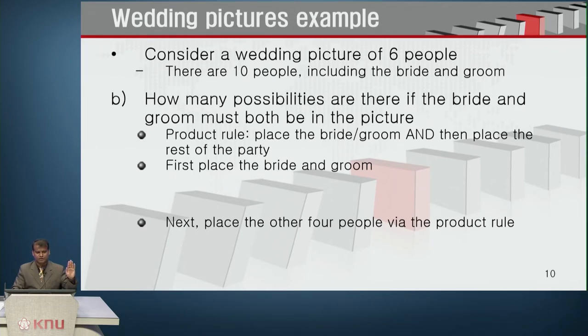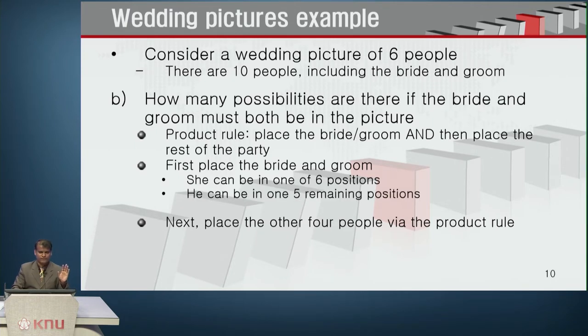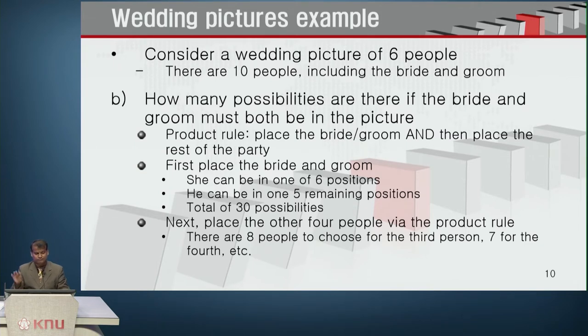First you place the bride and bridegroom in the picture. She can be in any one of the 6 positions, and he can be in one among the 5 remaining positions. So what possibilities do we have for them alone? 6 times 5, 30 possibilities. Once we have those possibilities, next we go for the remaining 4 people via the product rule. You have to choose 4 persons from the remaining 8, because initially we had 10 including the bride and bridegroom. We have chosen 2, so there are only 8 remaining. Among the 8, you have to choose 4 persons. From 8 persons you choose the 3rd person, from 7 persons you choose the 4th person, and so on. Likewise, it goes on like this: 8 times 7 times 6 times 5.